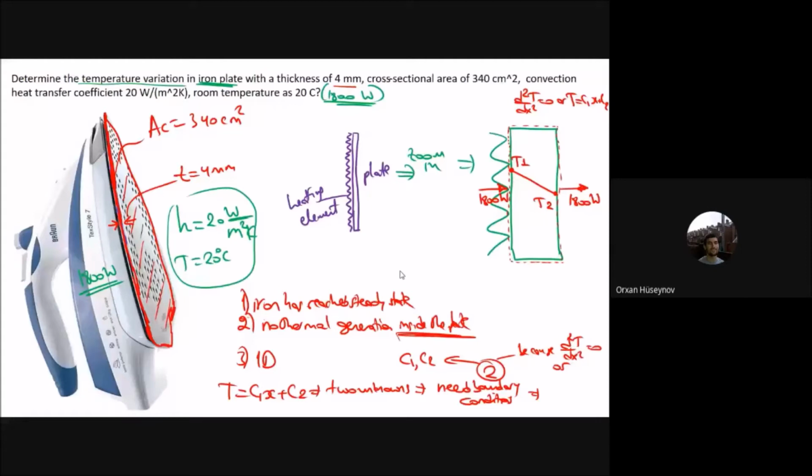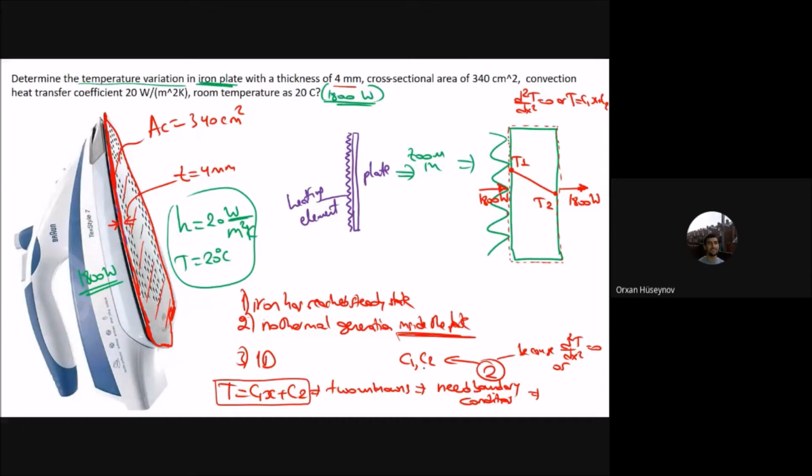We were trying to solve the heat transfer from the iron base plate, as well as the variation of temperature inside the base plate. And we have determined that for the steady state case, with no thermal energy generation, and for 1D heat transfer, we have this temperature variation inside the iron base plate here. The temperature will be linear.